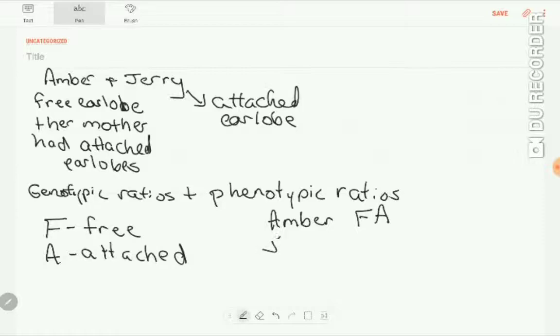Well, that also tells us that free is the dominant trait, and attached is the recessive, so now we figured that out. Jerry is going to have two A's, because the only way to get a recessive trait is to get two recessive genes.